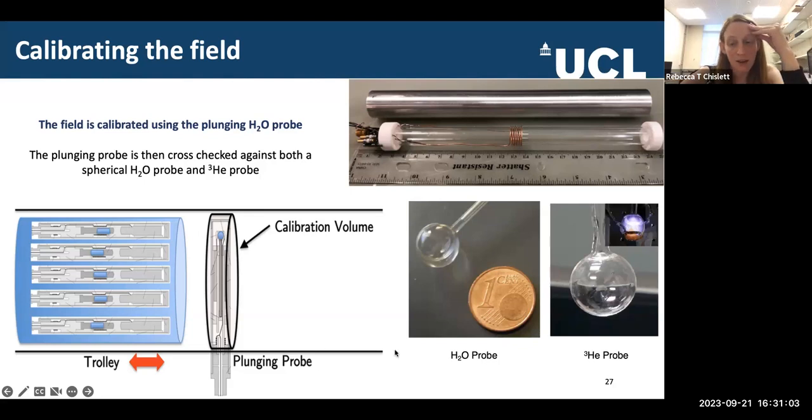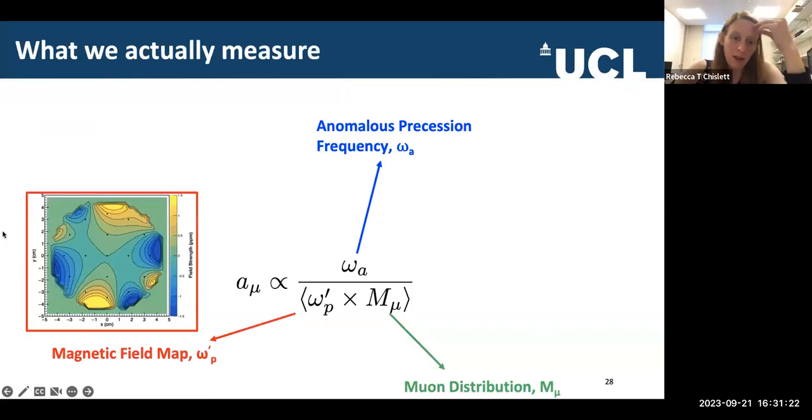And then we additionally calibrate the plunging probe against this water probe and a helium-3 probe as well, to get the best understanding of exactly what we're measuring in the NMR probes around the ring. So that's how we measure the magnetic field.